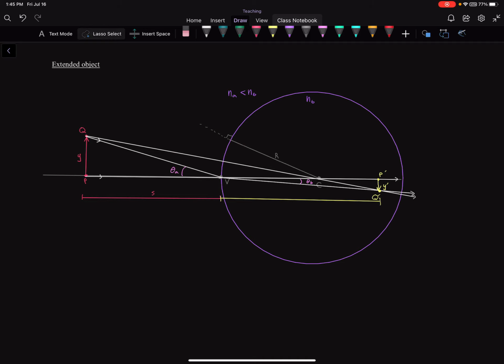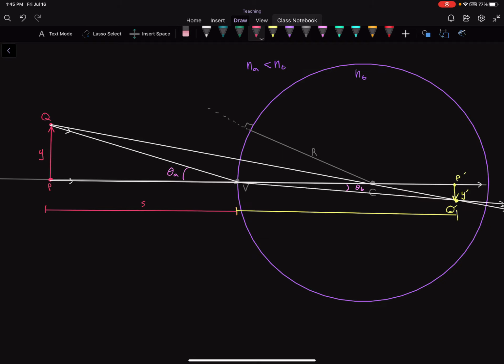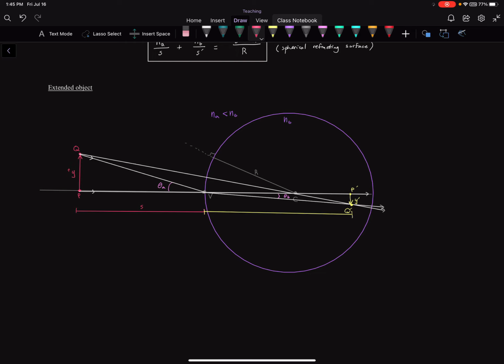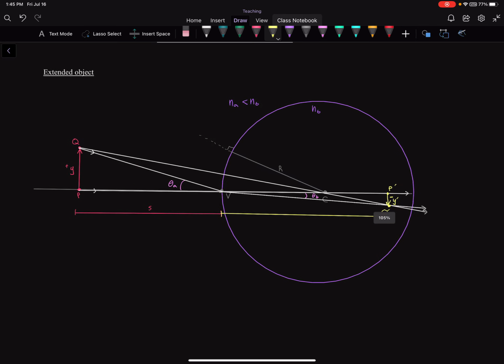But I'll leave him be where he is. All right, so that's our image here. And we have the same thing going on with sine rules, but there's one extra thing to consider, and that is that when we have an extended object, anything above the optical axis is positive, and anything below the optical axis is negative. So that means that indeed this object, the y value here is positive, and the y value here in the image is negative, right? So we're looking at that guy there, negative.